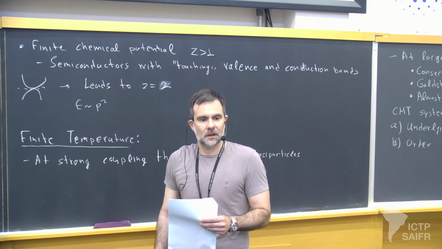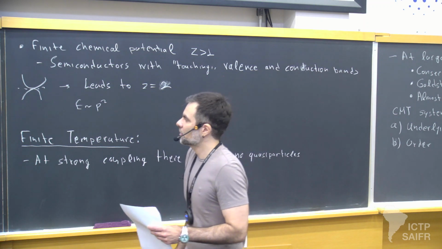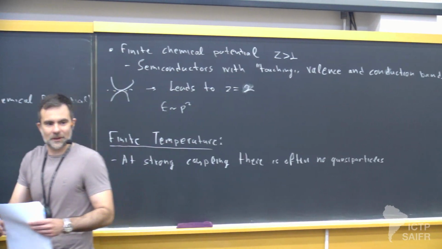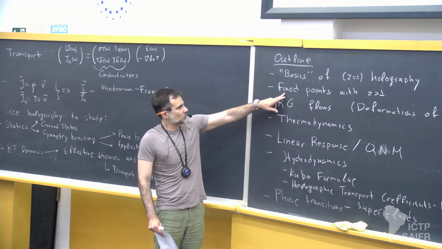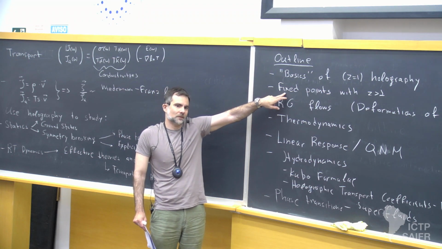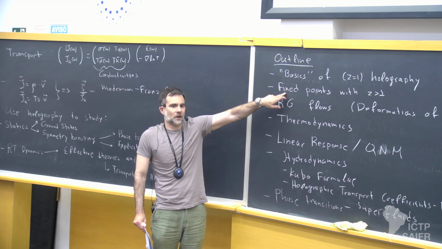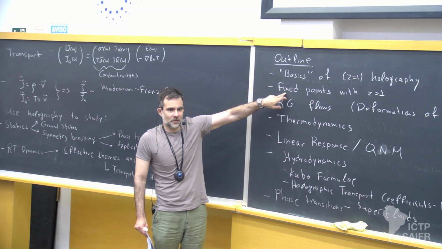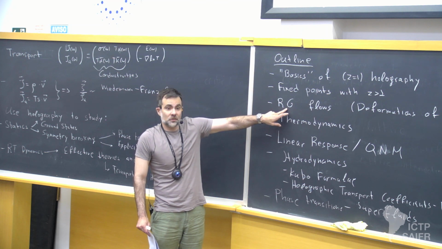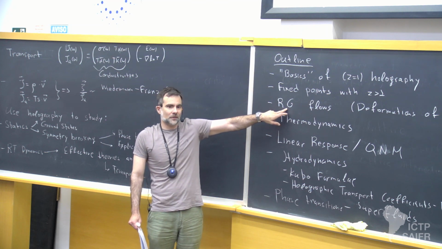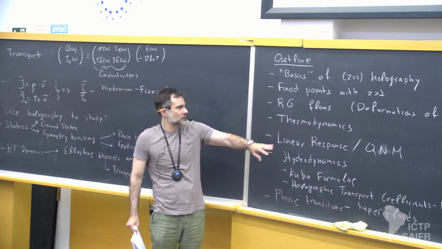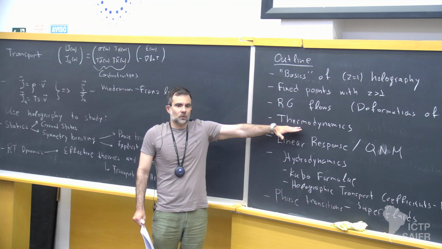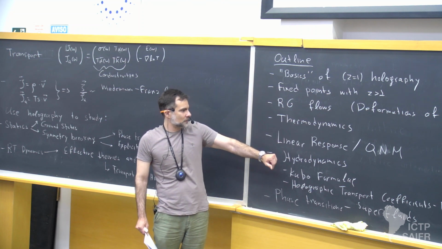Where is gravity going to be in the computations in AdS to get these things? There will be lots of gravity here. We will write the gravitational solutions that you need to describe these z greater than 1 systems. RG flows, yes, they will be in the context of gravity. We will flow from one fixed point to another fixed point, and we will see how to do that. Thermodynamics, I mean black holes. Okay, there will be gravity.